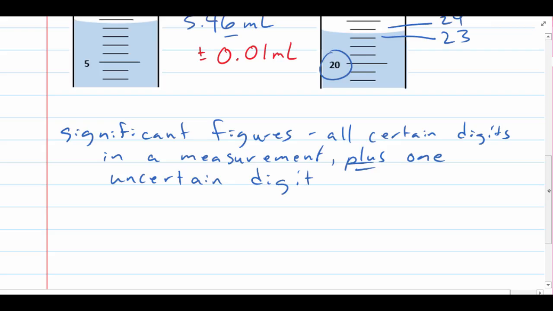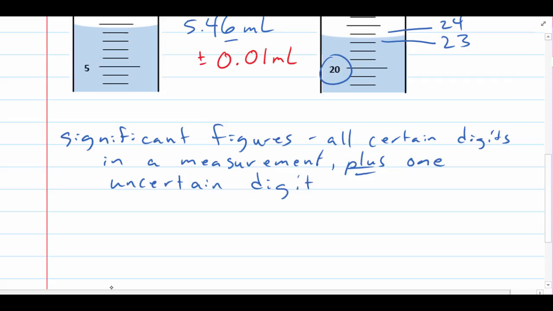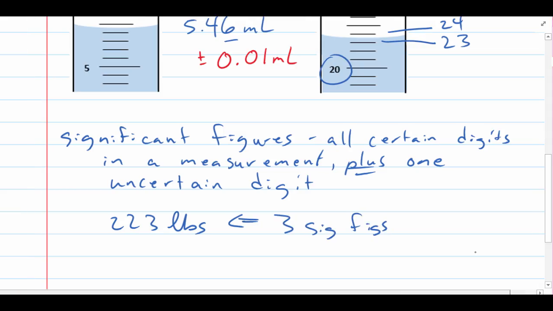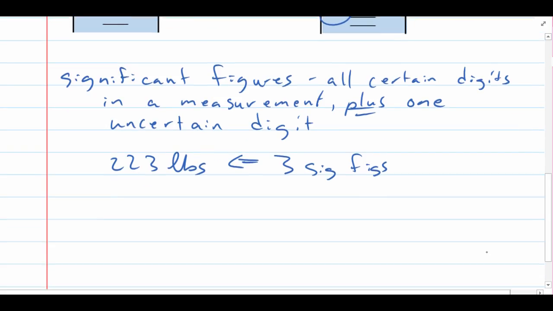So if we go back to something like my weight, which we write like this, we said that average was 223 pounds. The way that we count significant figures is we count these two, which are certain, plus this one here, which is uncertain. We'd say that this measurement has 3 significant figures. You're going to see me use the abbreviation sig figs, because it takes too long to write significant figures.